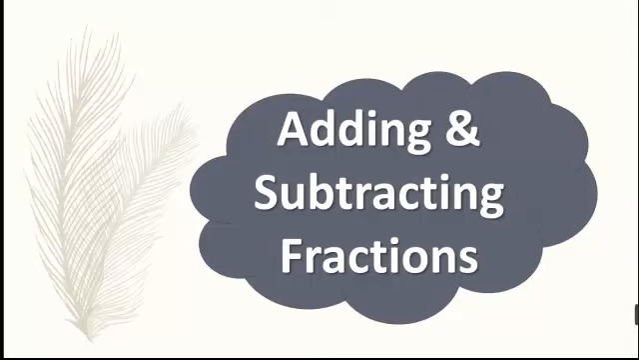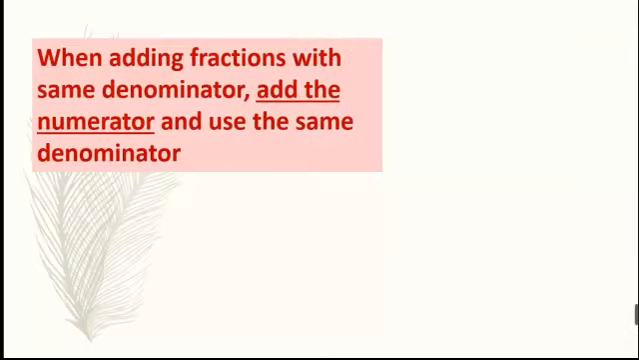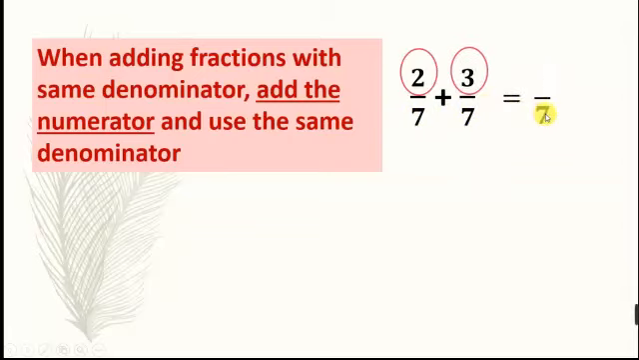Adding and subtracting fractions. When adding and subtracting fractions with the same denominator, we keep the denominator without any change. For example, I have 2 sevenths and 3 sevenths. We have the same denominator, so I keep it as it is, 7. Then I look at the numerators, 2 and 3, and I add the numerators only. 2 plus 3 equals 5, and the denominator stays the same.